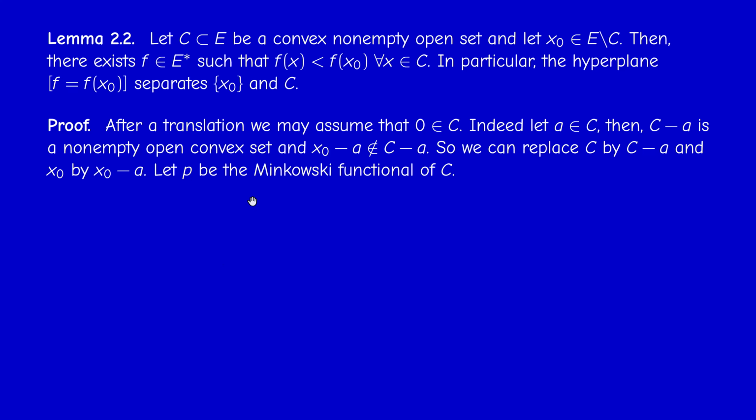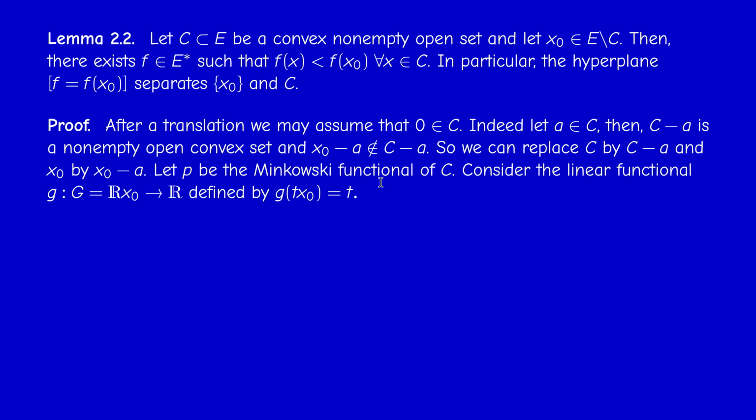Now we can define the Minkowski functional P of C. And we consider the linear form from the one-dimensional space spanned by x0 into R. How to define it? Any element in this one-dimensional space can be written as t times x0, where t is a real number. It's not necessarily restricted to 0, 1, just any real number. We set g of t x0 equal to t. This is well defined, because any element in this space can be written in a unique way in this form. So t is the coefficient of x0, or the coordinate along the basis x0.